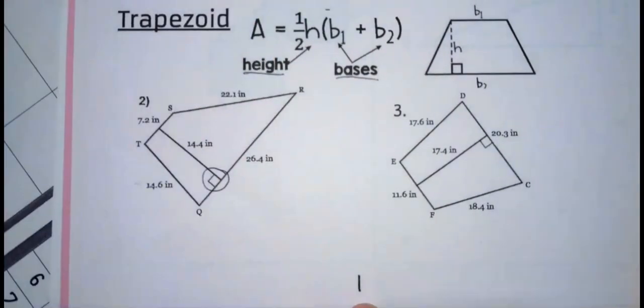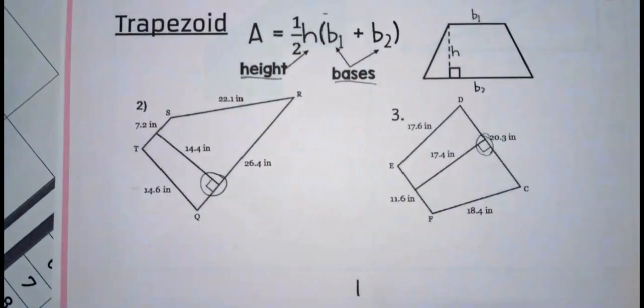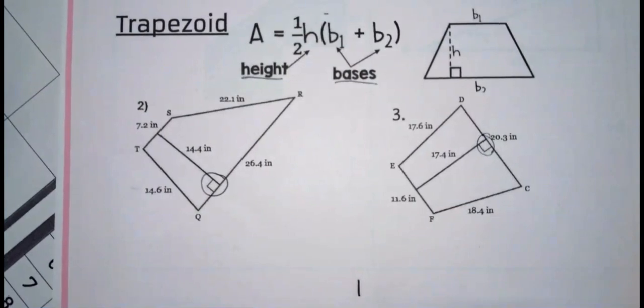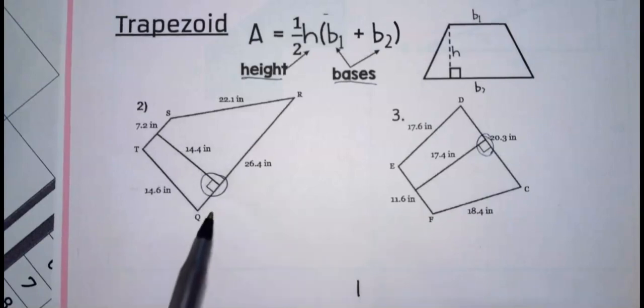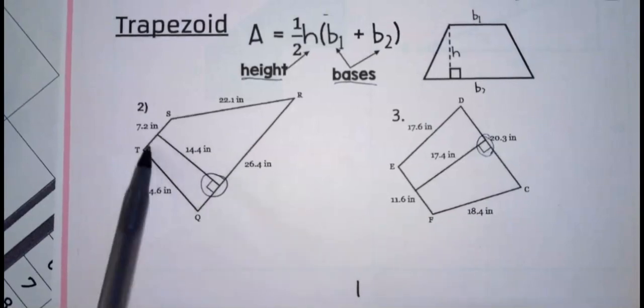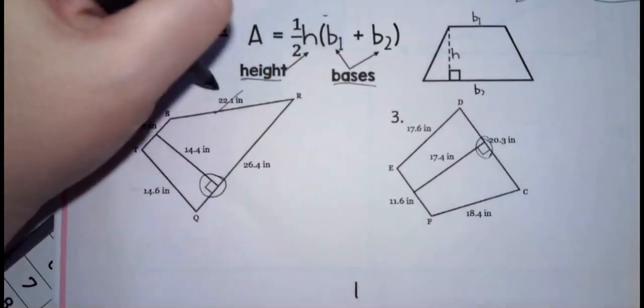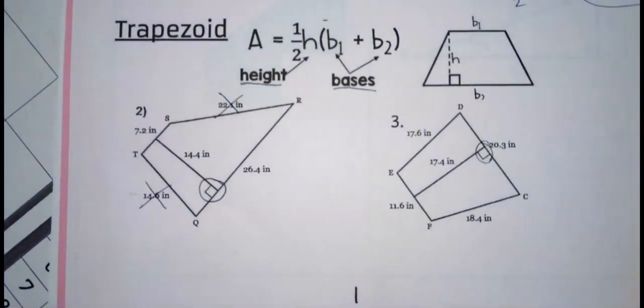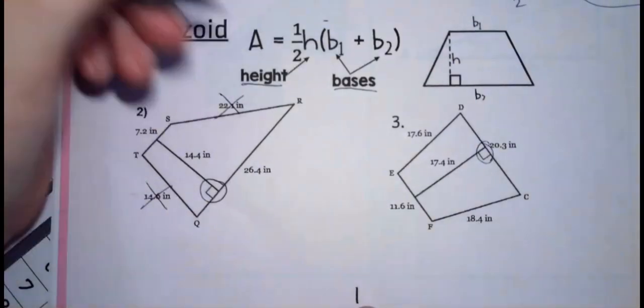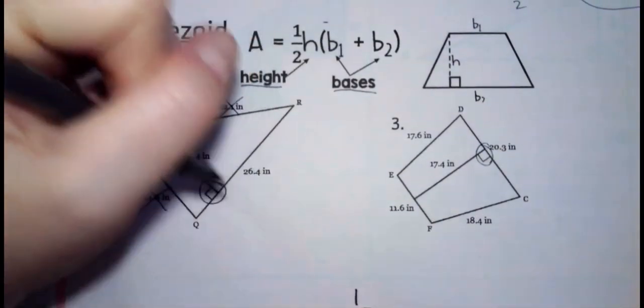So find that right angle and circle it. And then there's 3 lines that touch this line. This is your height. And then these 2 are the bases. So you actually do not need those 2. So I'm just going to automatically cross those out. All right, I'm going to cross those out. And then I'm going to plug these things in.